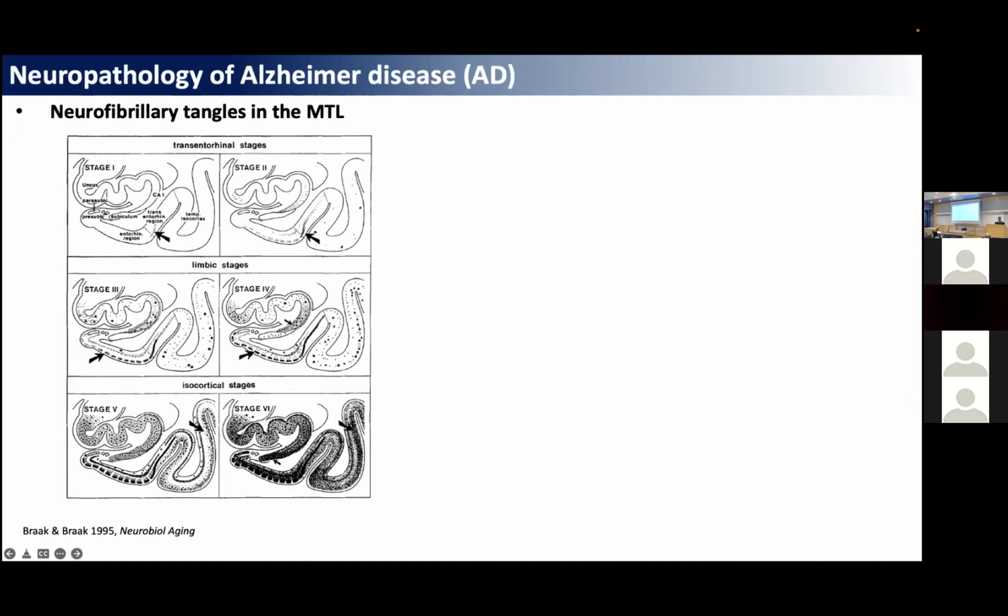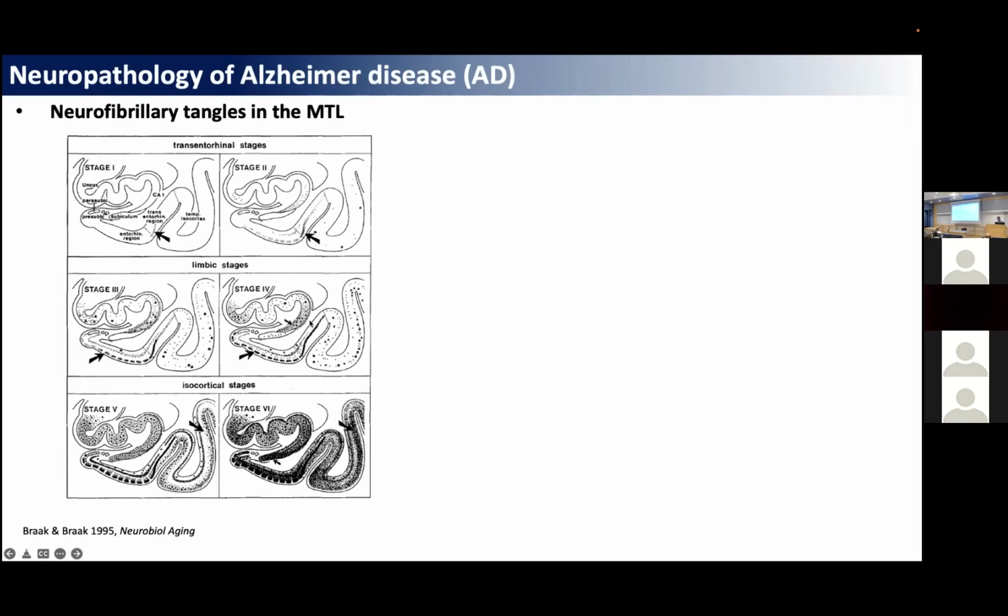So, the pattern of propagation for tau pathology has been very precisely described by Braak and Braak, and the transentorhinal region is the first region to show tau pathology. Transentorhinal is roughly located in area 35, which is a subpart of the parietal cortex, right? And then tau spreads to the entorhinal cortex, to CA1, and very quickly to the rest of the MTL.